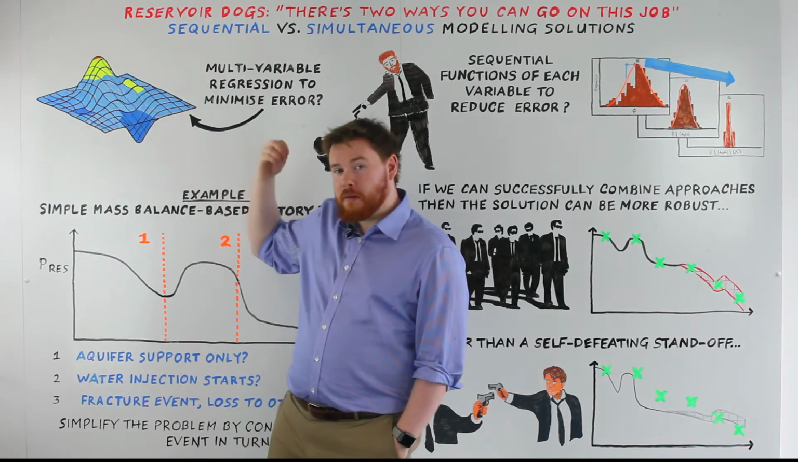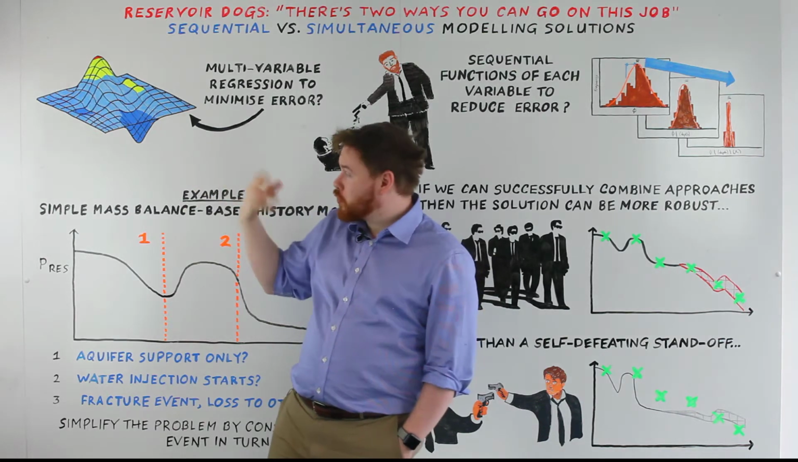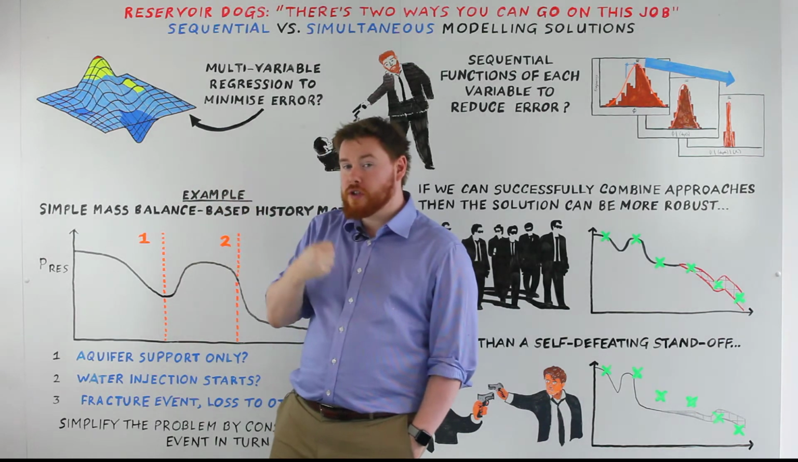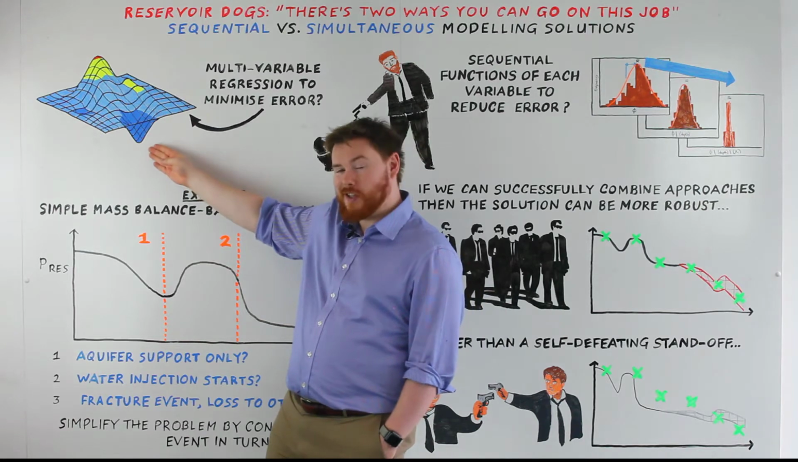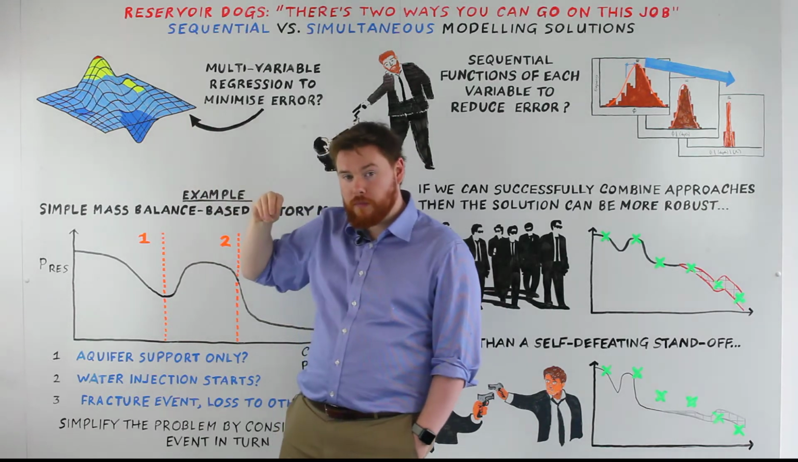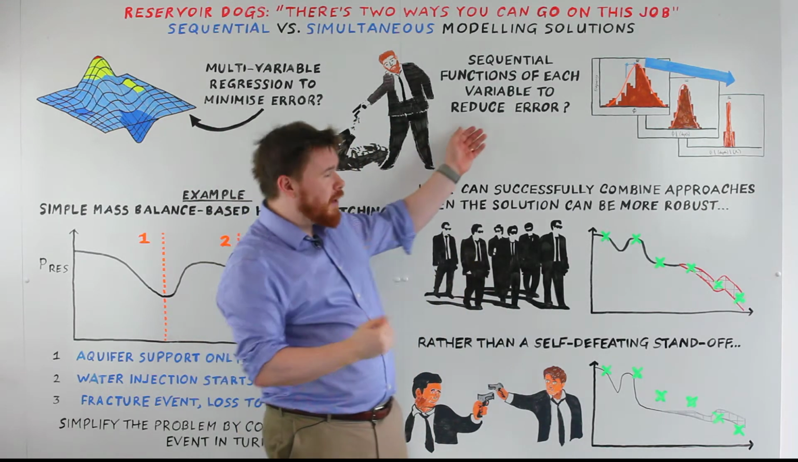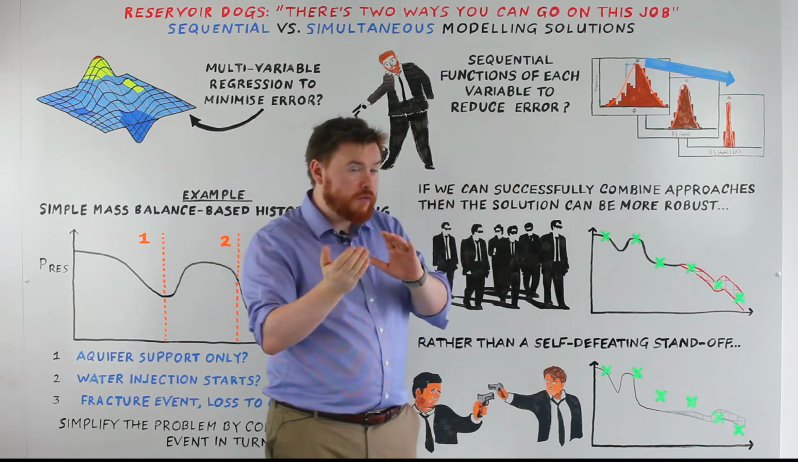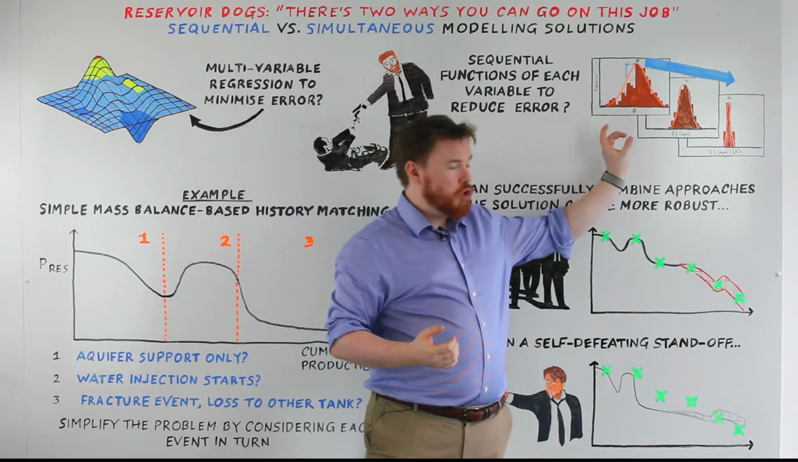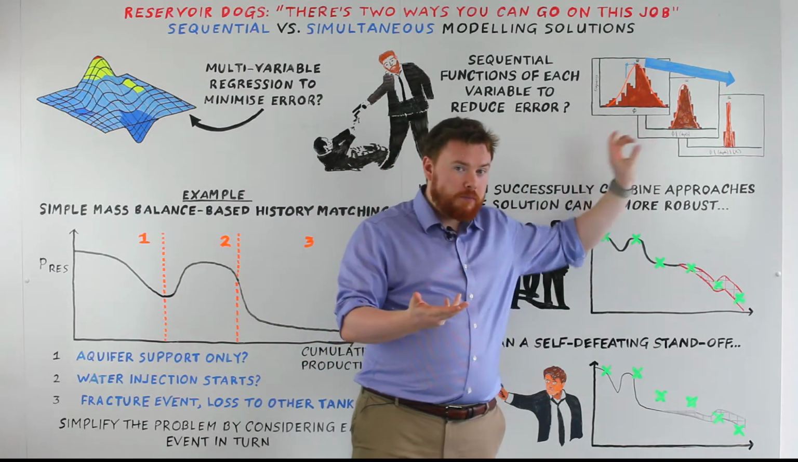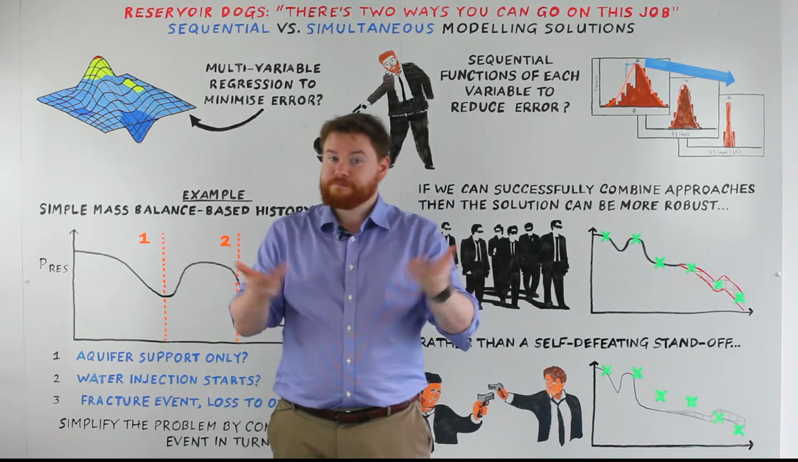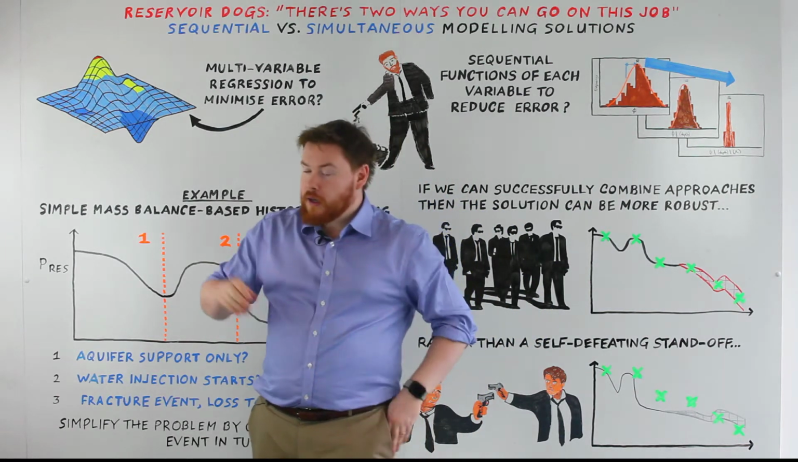We can look at a multivariable regression, which will try and tweak all the variables simultaneously to minimize our error to observed data. Or we can look at a set of sequential functions of each variable that tries to reduce the error as we go along. So which one should we use? I'm going to say both.